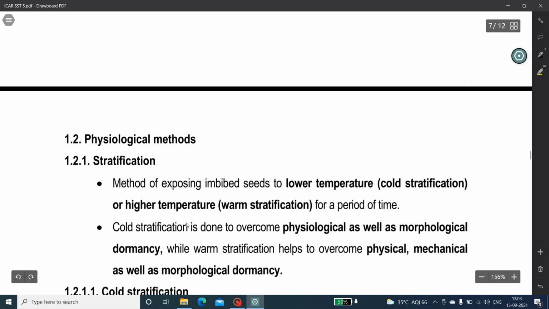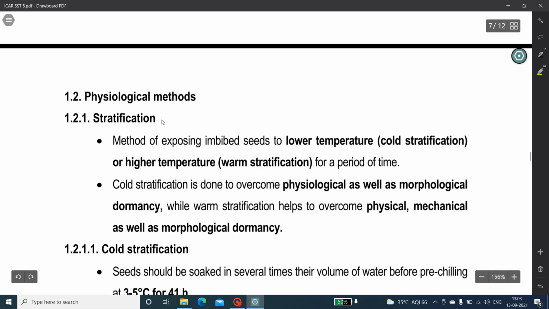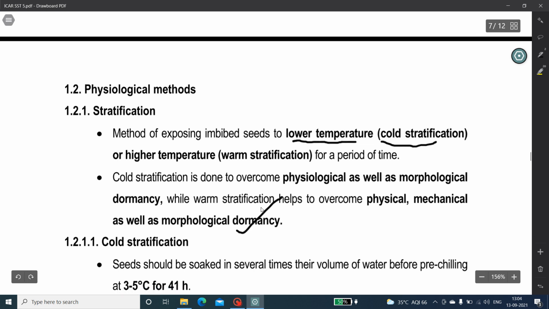So far we have seen the physical methods to overcome dormancy. Now let us move on to the physiological methods to overcome dormancy. The first one is stratification. It is the method of exposing the imbibed seeds to lower temperature, that is cold stratification, or higher temperature, or warm stratification, for a period of time. Cold stratification is done to overcome physiological as well as morphological dormancy, while warm stratification helps to overcome physical, mechanical as well as morphological dormancy.